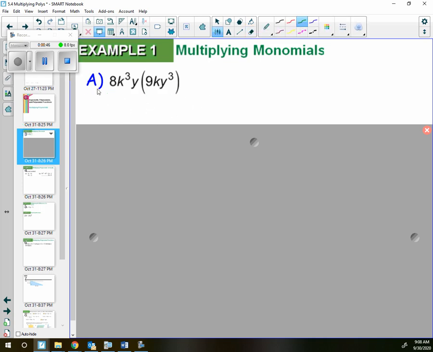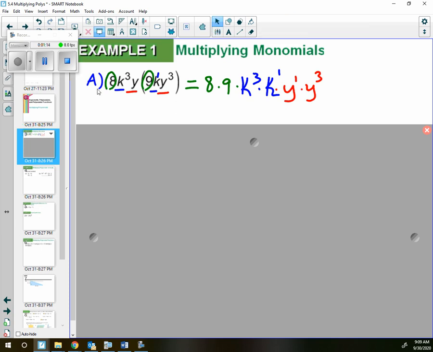A good way to think of this, kind of reorganize, is we're going to multiply the coefficients together. And then I'm going to do a little sorting and organizing. So I'm going to multiply together the k's, so a k to the third times a k. And remember, if it's just k, that's always raised to what power? That would be to the first, so k to the first. And then I'm going to multiply the y's. So I have a y times y cubed. Again, a y to the first, right? If it's not written, it's a 1, and a y cubed.